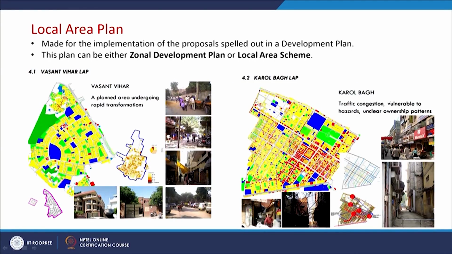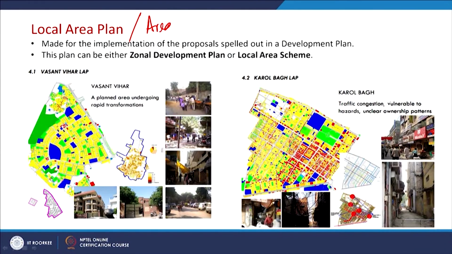So, this is very important in terms of the area level detailed development guidelines. After the zonal development plan, when you take each and every neighborhood and mohalla and make a detailed plan, it is called a local area plan. In some cases it is called area development schemes. In short, it is called LAP. So, names could be different.